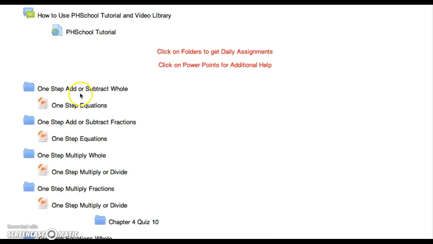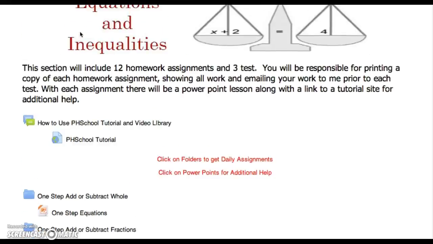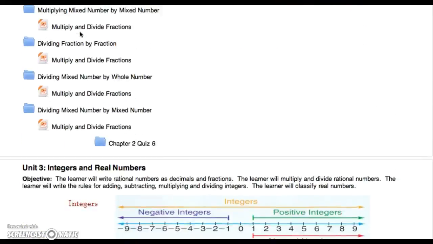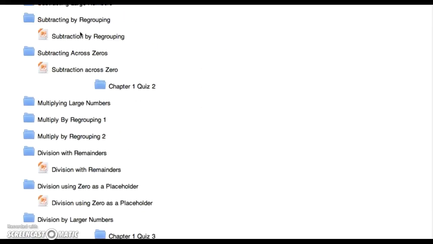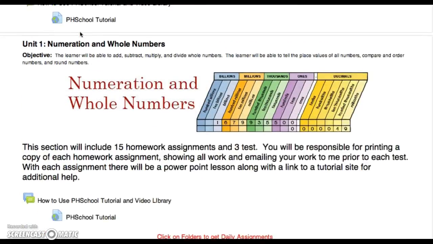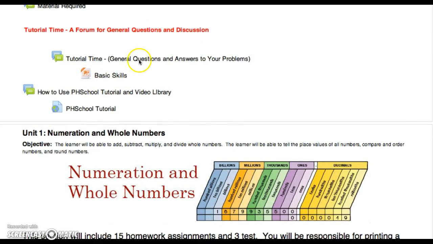Again, each lesson comes with an assignment along with the PowerPoint on how to work the problems, as well. If the student doesn't understand how to work the problem, he or she still has additional places to get help, either by going to the PHSchool tutorial or scrolling all the way back to the top and posting in the forum for the teacher to answer. They can go into this forum right here and post their question.